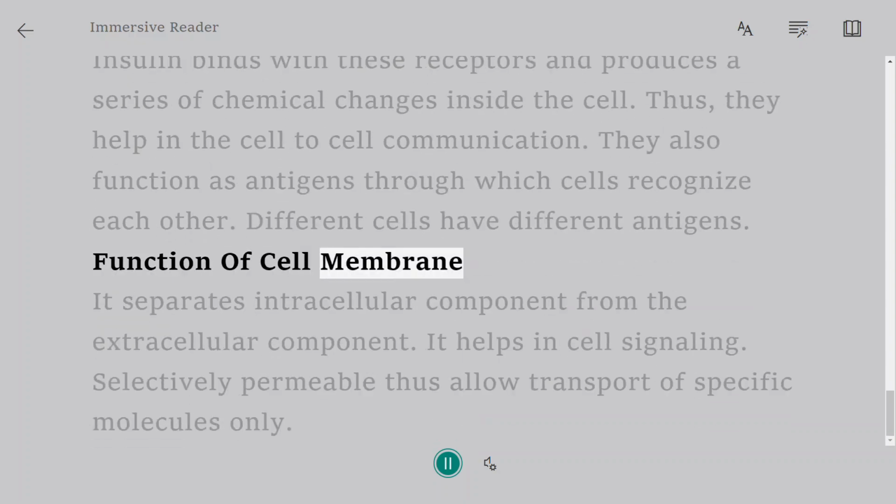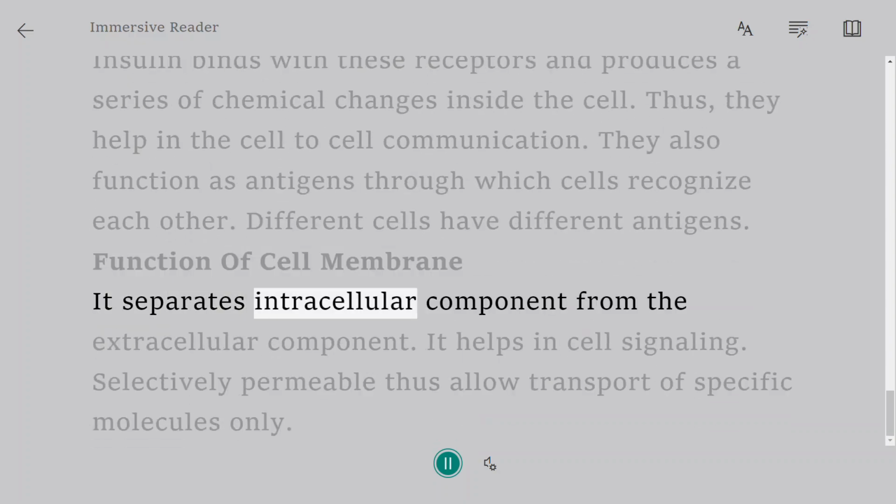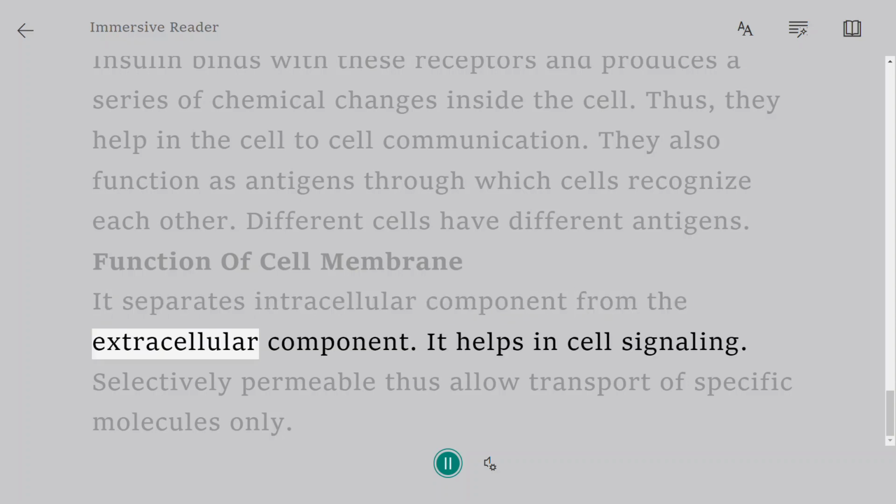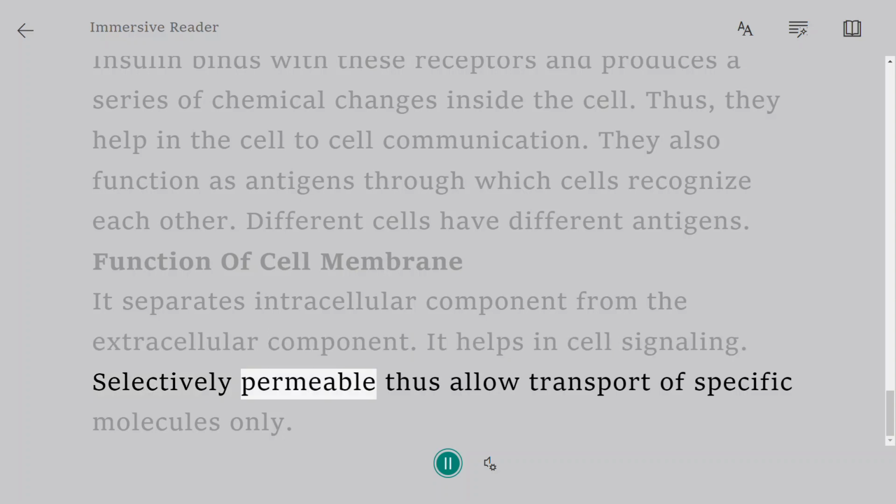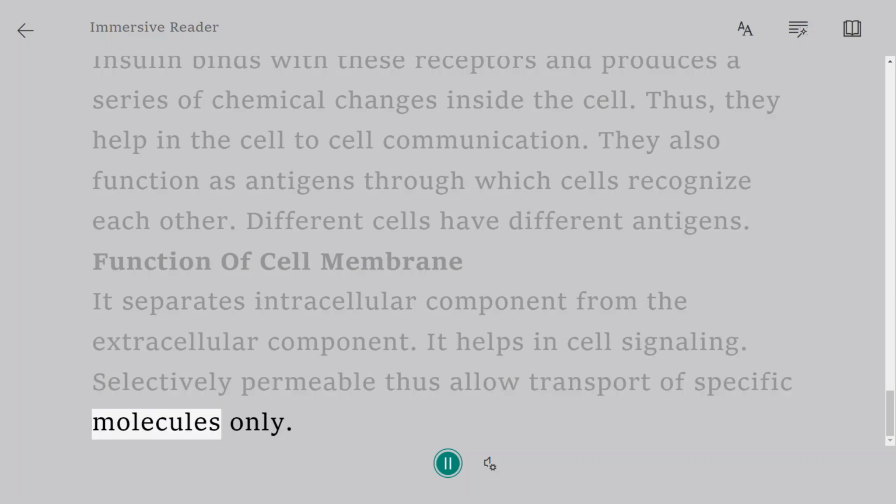Function of the cell membrane. It separates the intracellular component from the extracellular component. It helps in cell signaling. It is selectively permeable, thus allowing transport of specific molecules only.